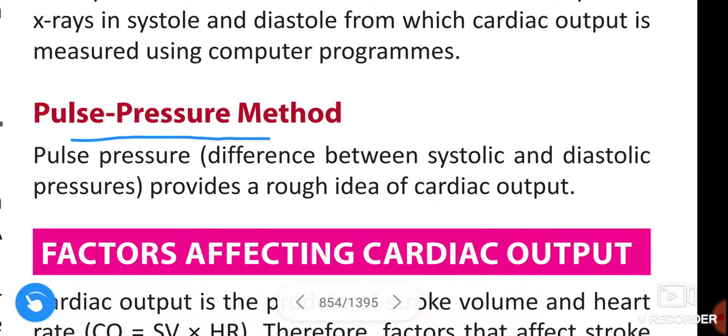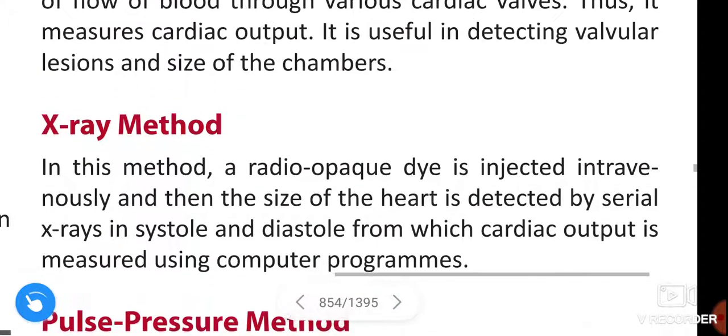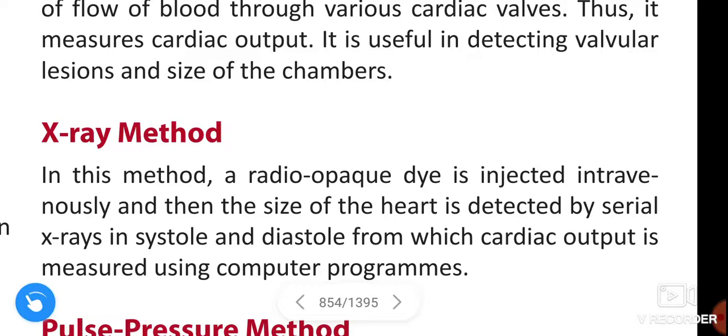Next, pulse pressure method. Pulse pressure provides a rough idea of cardiac output. Pulse pressure is nothing but the difference between systolic and diastolic pressures, and this provides a rough idea of cardiac output. Okay, this is about the measurements of cardiac output by different methods.